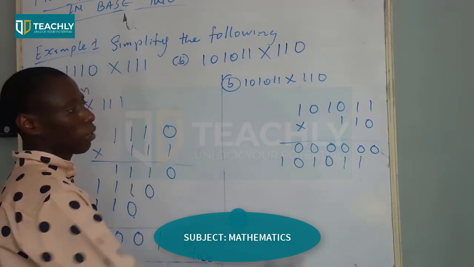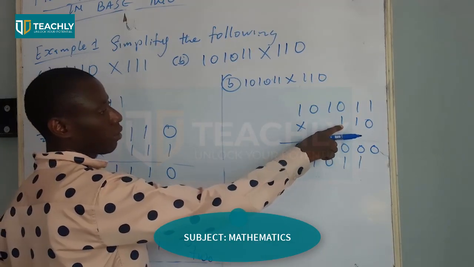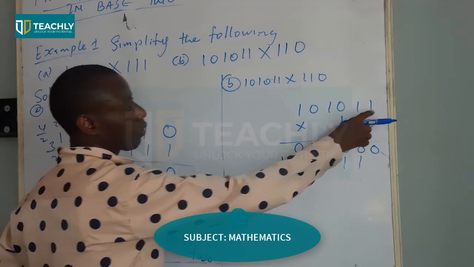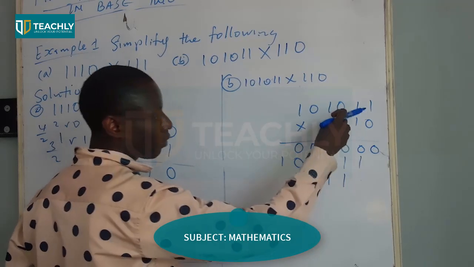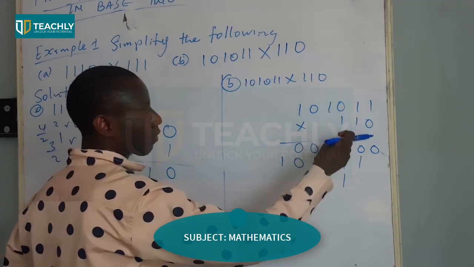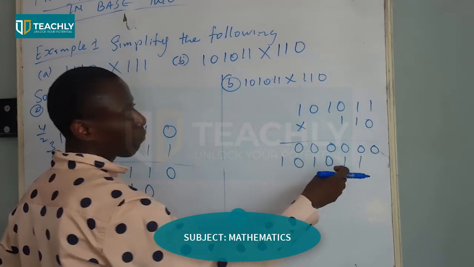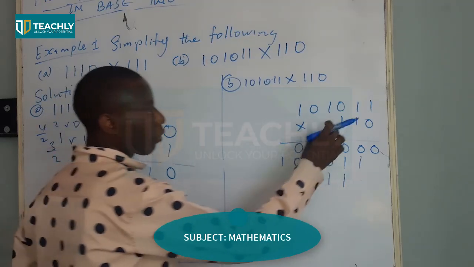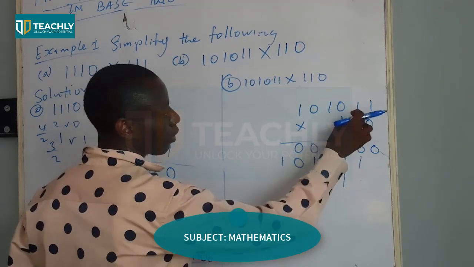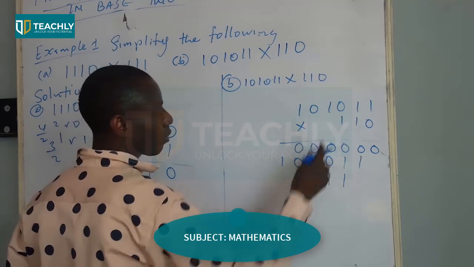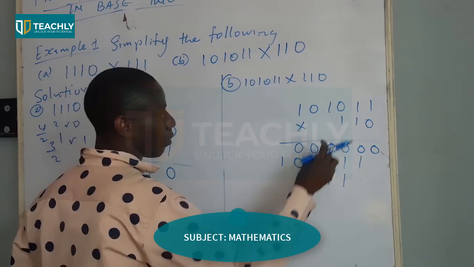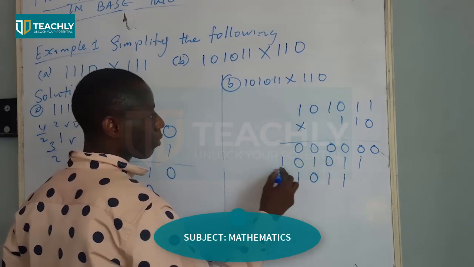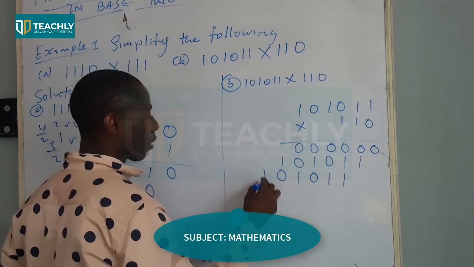So let's look at the last digit here, this third one. 1 times 1 you have 1. 1 times this 1 you have 1. So you can see I started writing my answer immediately after that digit we are using to multiply. 1 times 1 we have 1. 1 times 1 we have 1. 1 times 0 we have 0. 1 times 1 give us 1. 1 times 0 we have 0. And 1 times 1 finally we have 1.